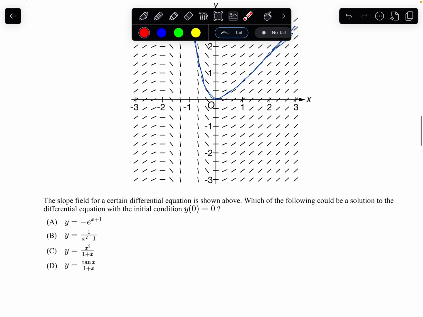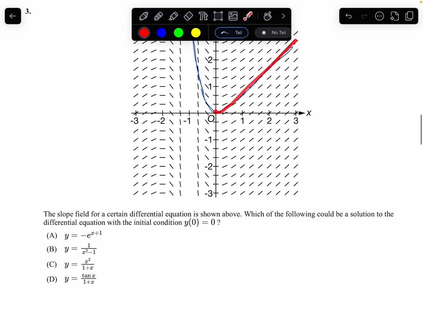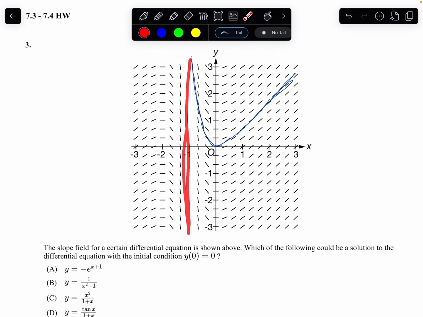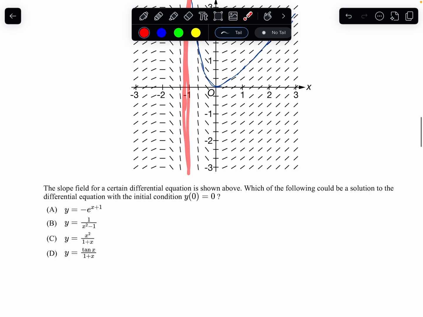Okay. Which of the following could be a solution? I don't know what this graph is, but let's just see if we can use points and stuff. So negative e to the x plus 1. So I don't think that that's going to be an answer, because I see a vertical asymptote, which usually occurs whenever you have a denominator that would make it so this doesn't have any domain restrictions. So I don't think it's going to be A.